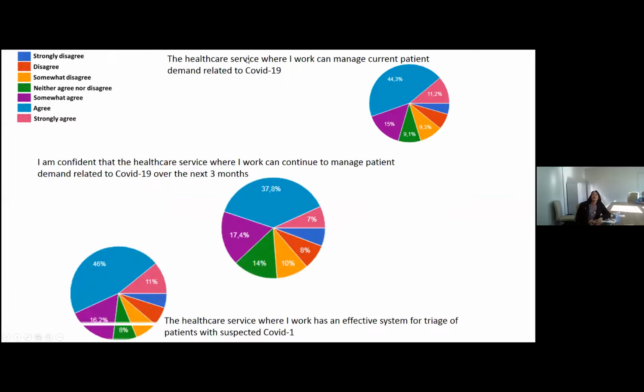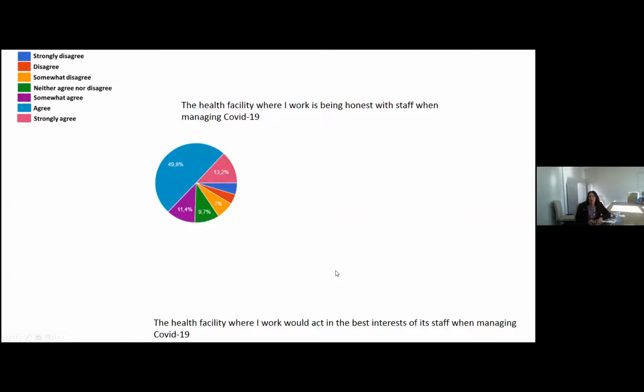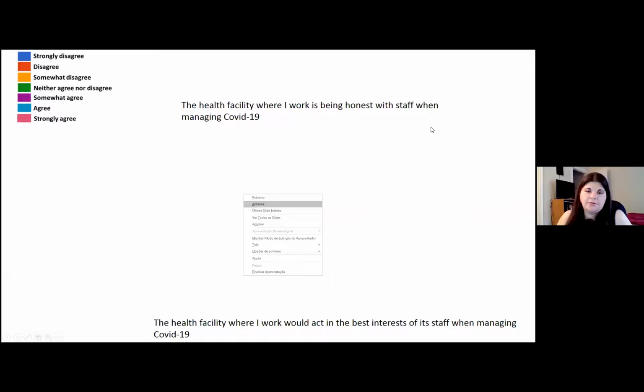When asked if the healthcare, whoops, I want to go back. How can I go back? I don't know how to go back. How do I go back? Can you right click and?